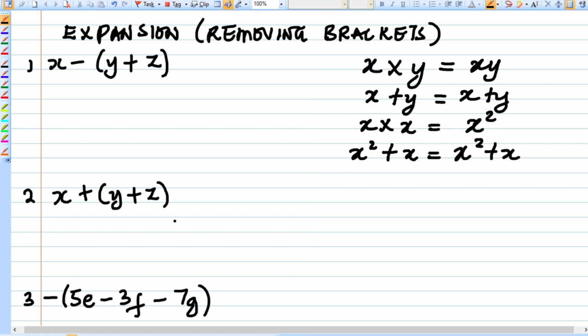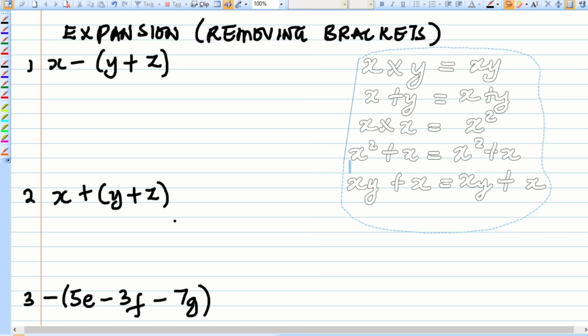There are many more, but let's end it here. Say we have xy plus x. Please, xy and x are not like terms. Even though they both have x, here there is a y, while here there is no y, so we can't add them. So xy plus x is still xy plus x. I think if you know these facts, then it will become easier when we are dealing with the calculations.